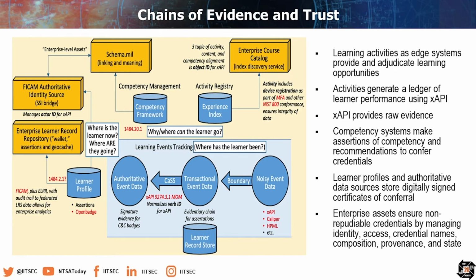So we talked a little bit about the chain of evidence and trust. This is sort of the operational view of what we have built into the TLE research, what we call the federated LRS, or learning record store, structure.